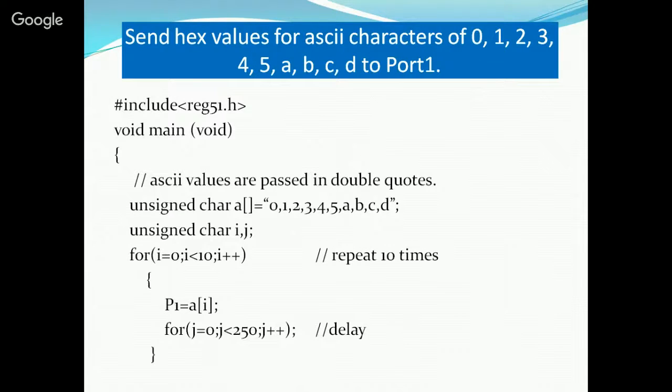This is the next program. In the earlier program, the values were to be sent as such, so we put those values in the curly bracket. When we say A0, that means the first value -4 was sent to P1. But in this case, because we want to send the ASCII characters of all these 0, 1, 2, 3, 4, 5, A, B, C, D, we have put them in double quotes. Whenever we put them in double quotes, their ASCII value will be sent and displayed. Okay, any doubts in this?